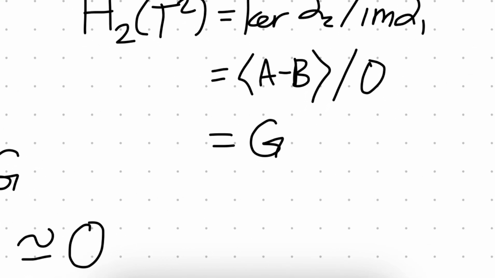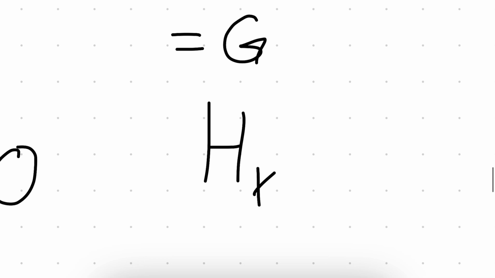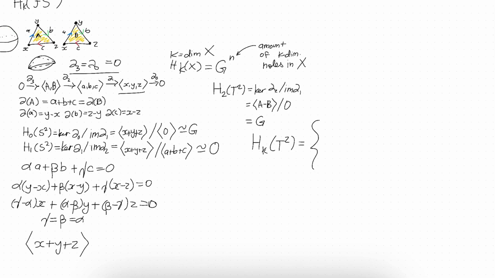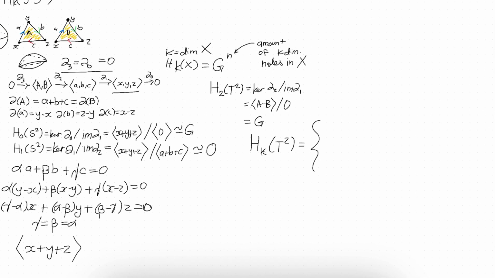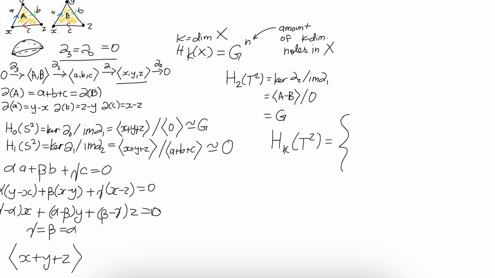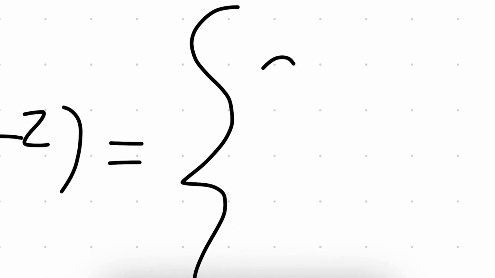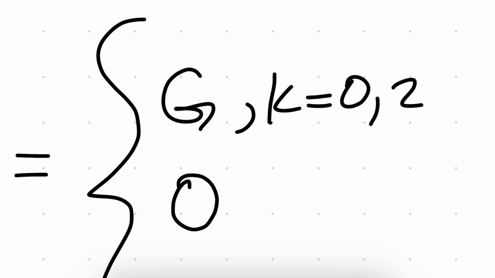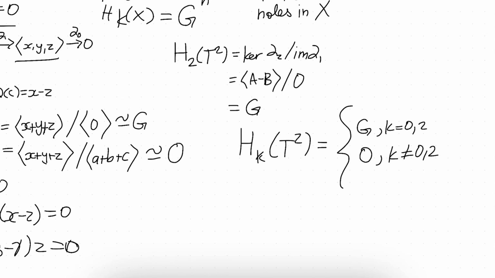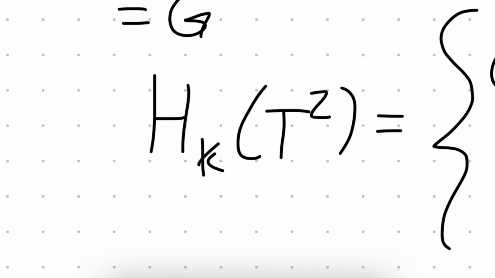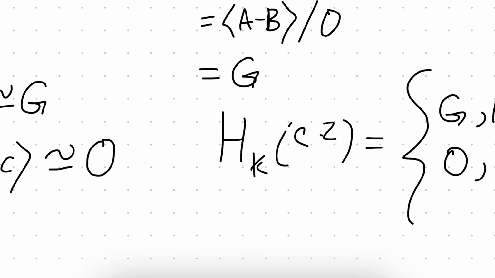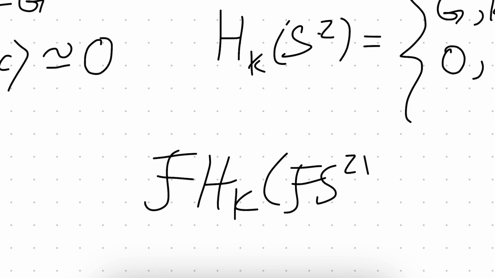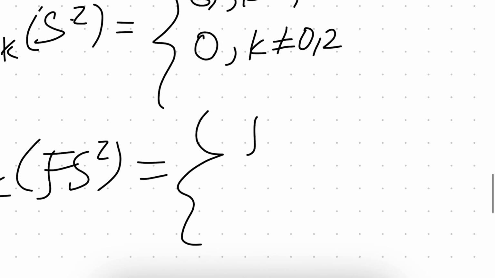All right, so to wrap up this lecture, HK of S2 is defined piecewise. It's G for k equals 0 and 2, and then it's trivial for k not equal to 0 and 2. So that's for S2, not T2. And the corresponding femboyized one is FHK of FS2. That's just a femboyization of our coefficient group.